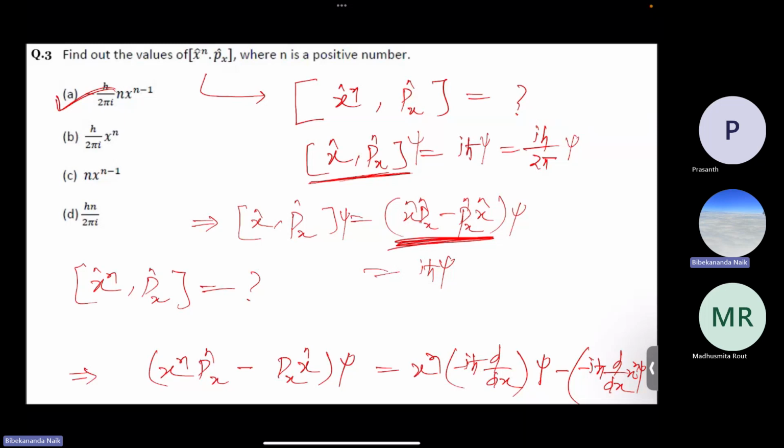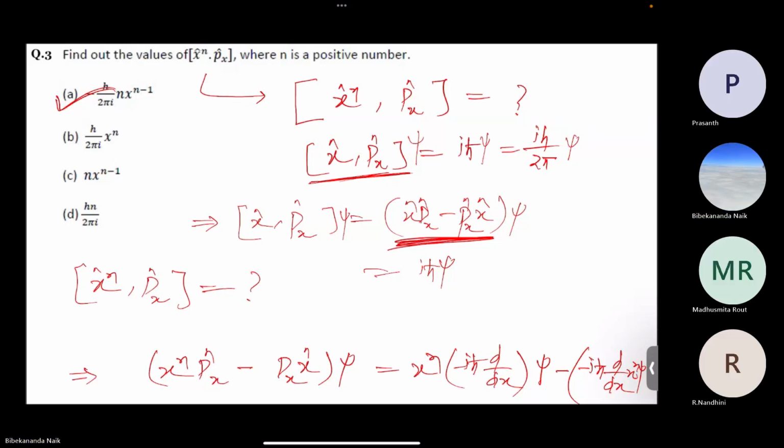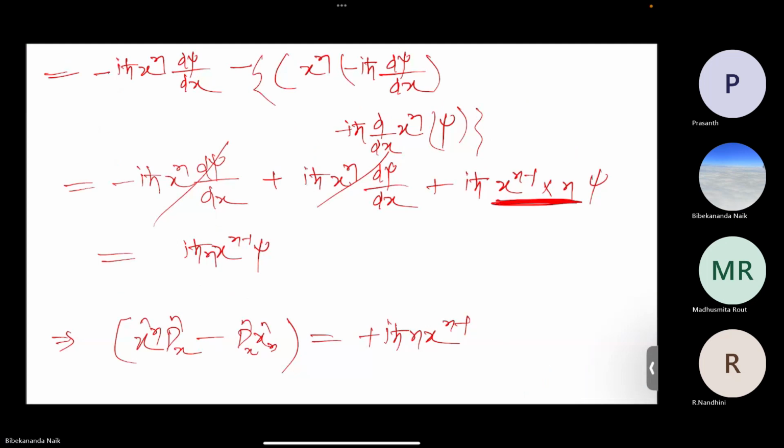Here, x to the power n is outside, so you will simply put the value of px cap. But the other term is a product, so if you put the derivative formula, in the first case x to the power n will remain and the derivative of psi will be taken, and in the second part it will be the derivative of x to the power n, which gives n into x to the power n minus 1. The first term and the second term will get cancelled. Then the remaining term will be i h cross n x to the power n minus 1.